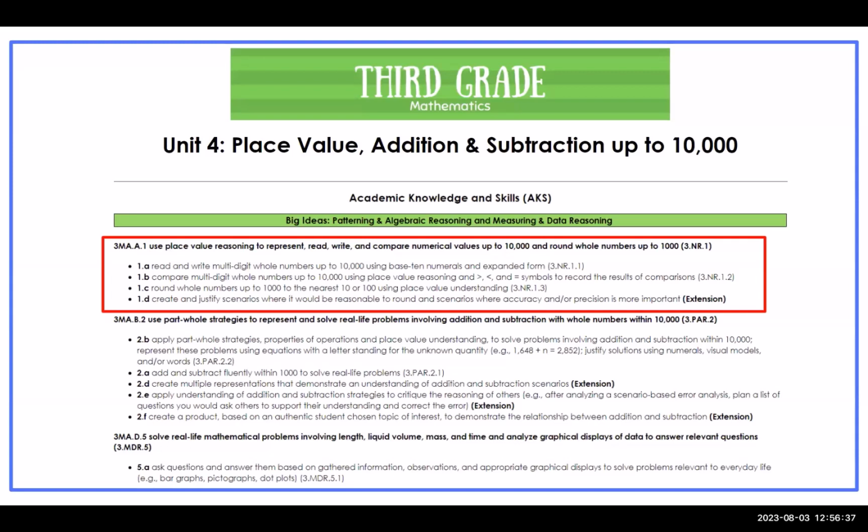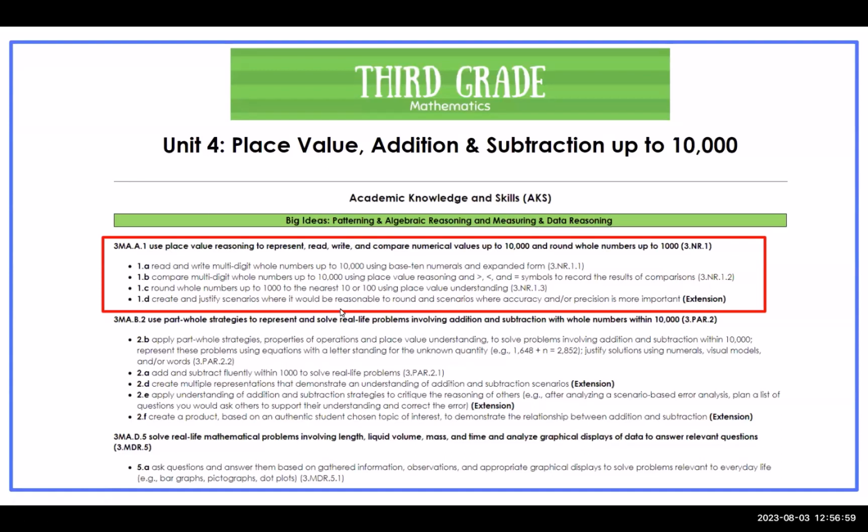Students will also use place value reasoning to compare numbers up to 10,000 and use the greater than, less than, and equal to symbols to record the results of those comparisons. Finally, students will round numbers up to 1,000 to the nearest 10 or 100 using that place value understanding.